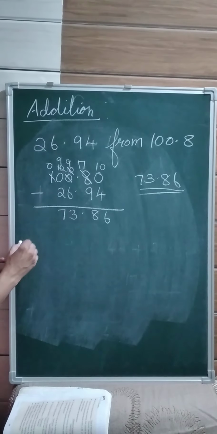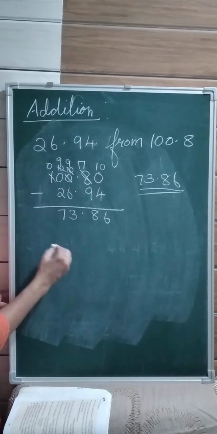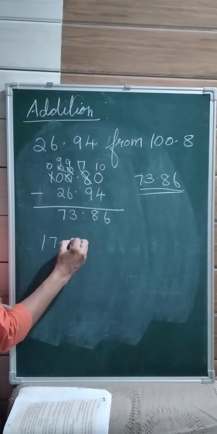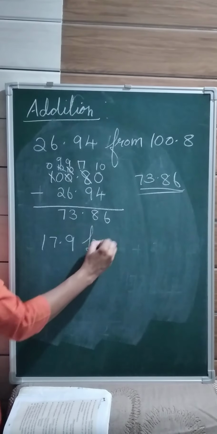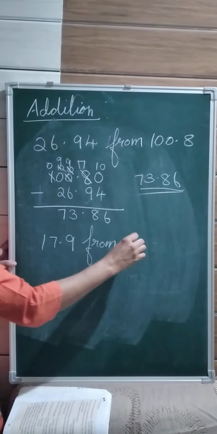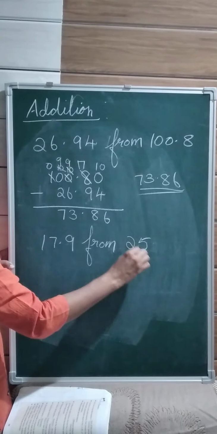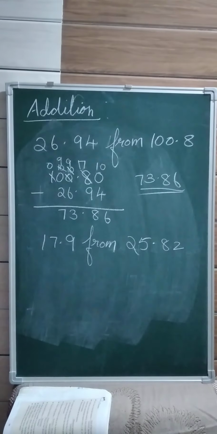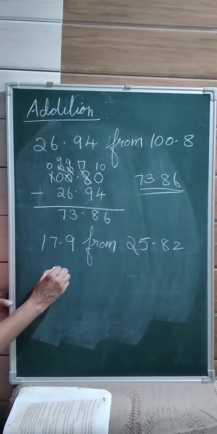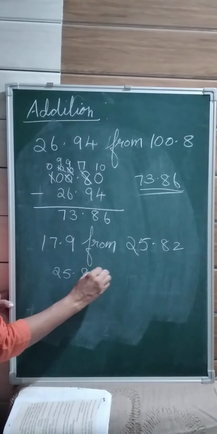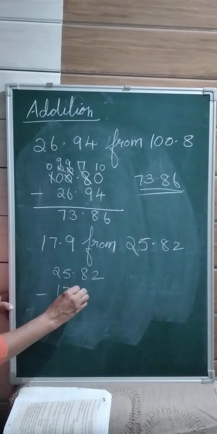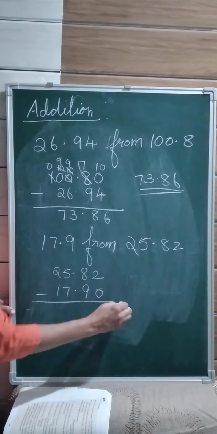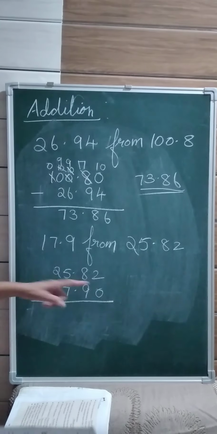Okay children, one more example. Subtract 17.9 from 25.82. From this number now, so you can write this number on the top. 25.82 subtract 17.9. Only one digit is there, so make them like, put 1 0 in the last. Now 2 digits here and 2 digits here also.